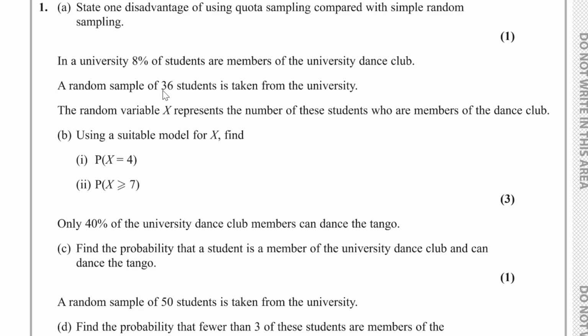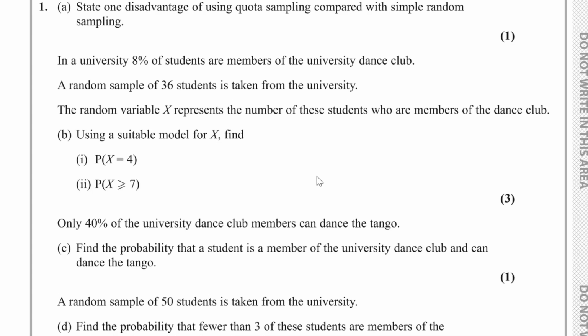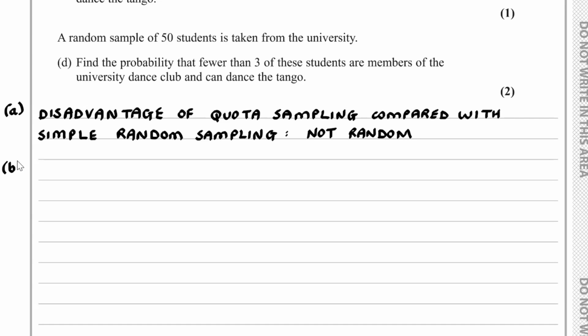Well, we've got a random sample of 36 students. 8% of students are members of this dance club. We can set up a binomial distribution. Of course, each trial is independent, and we either have the probability of success, in this case 8% being part of the dance club, and the probability of failure, 92% not being a part of the dance club. So if we set up a binomial distribution, X is binomially distributed with parameters 36 and 0.08.